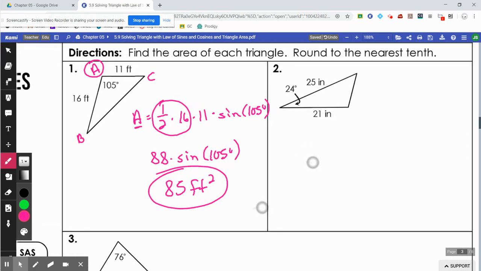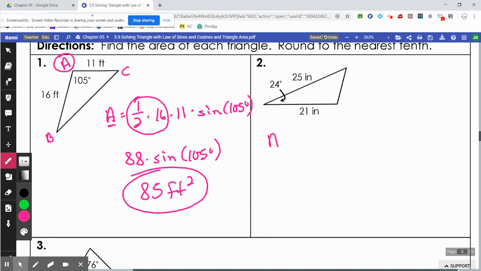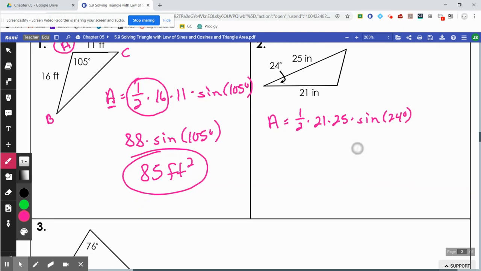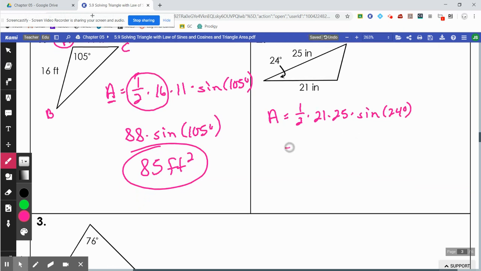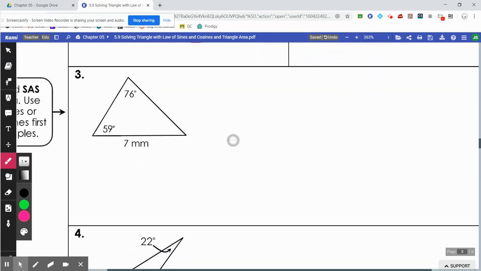The next one, again, area is equal to, and now the formula is simply this. It's 1/2 times the side times the other side times the sine of the angle in between the two sides. That can be typed straight into our calculator and you're going to get 106.8 square inches.